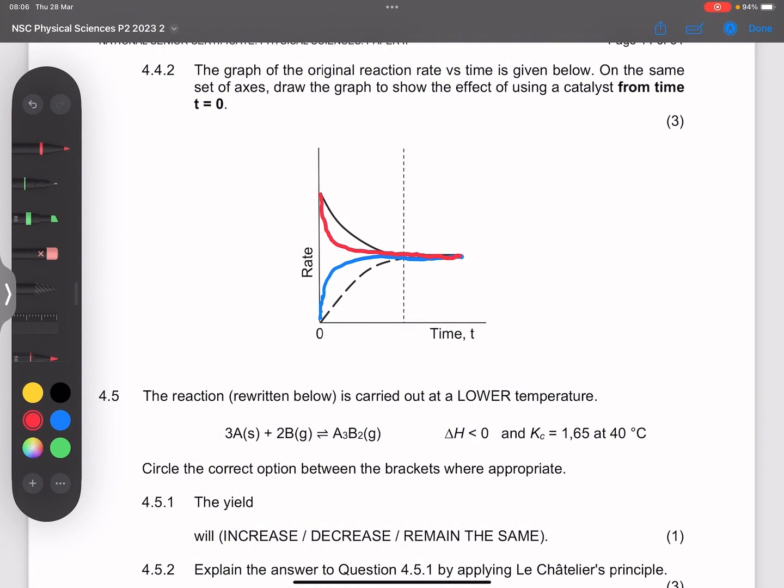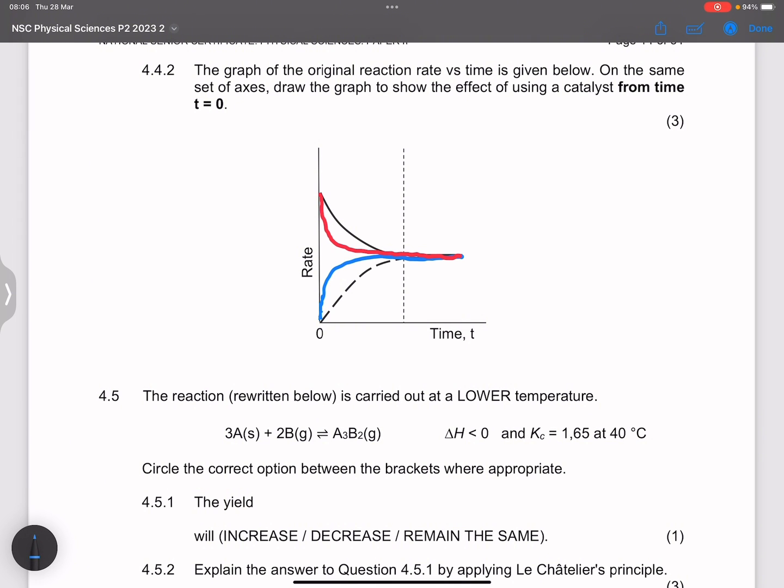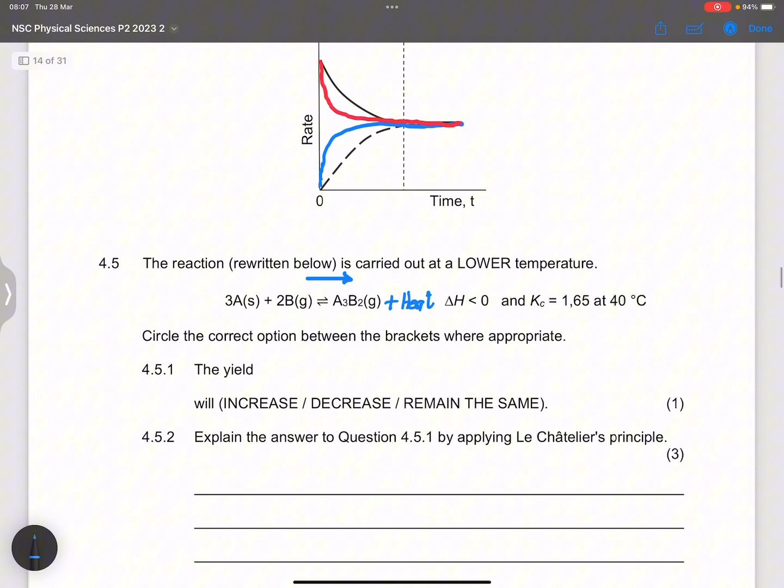Now let's go on to the next question. They say to us the reaction written below is carried out at a lower temperature. Now remember that we had delta H less than 0. Now the moment that we've got delta H less than 0, I always say look at Pac-Man. So our Pac-Man is facing to the right. It means that heat is on the right-hand side. So that is actually an exothermic reaction. The forward reaction is exothermic, right? Now, if you're going to lower the temperature, you always favor the exothermic reaction. So in that case, it means that the forward reaction will be favored. So it means the yield should improve, right? They say circle the correct option between the brackets where appropriate. They say the yield, definitely we will say increases, right?